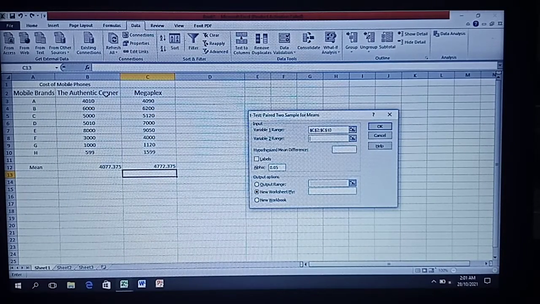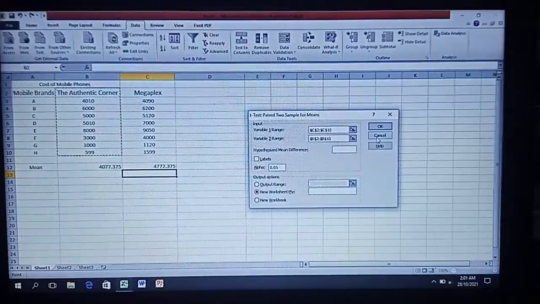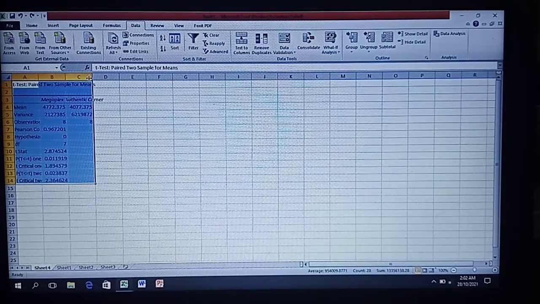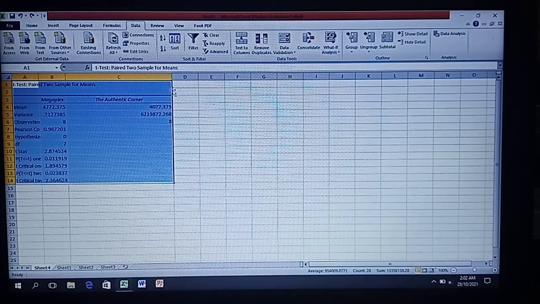For variable 2, we have the Authentic Corner. Since we have included the labels here, the Authentic Corner and the Megaplex, we must put a check in the labels box and then let alpha be 0.05. For the output option, I want this test to be placed on a new worksheet, so I will just leave this new worksheet here and then click OK. So here we have the result.